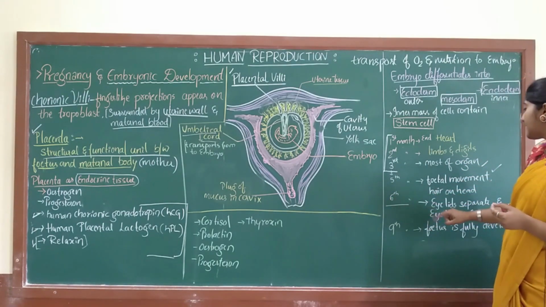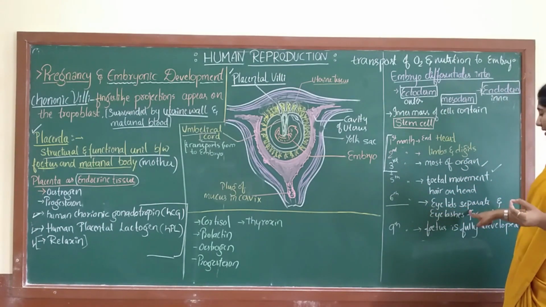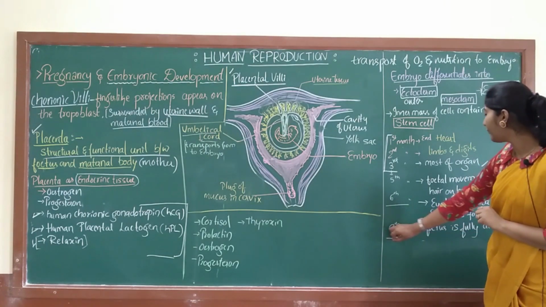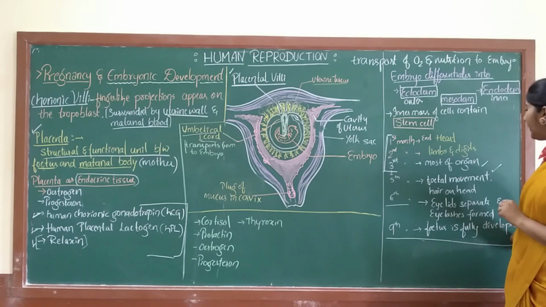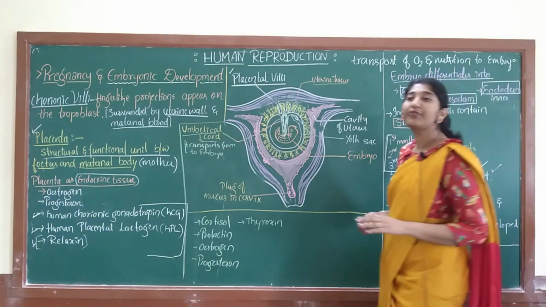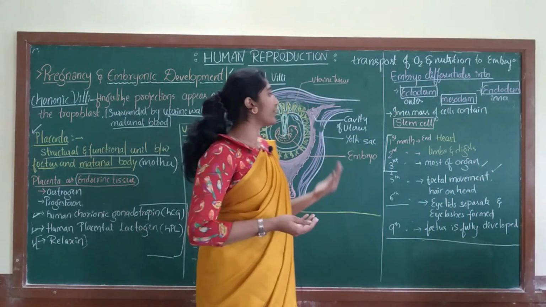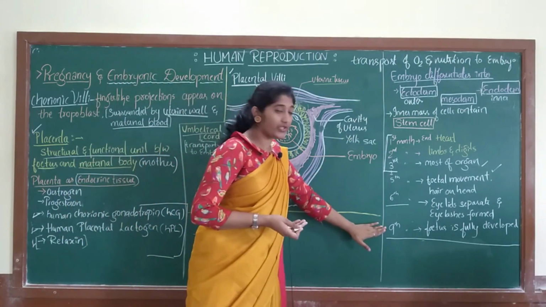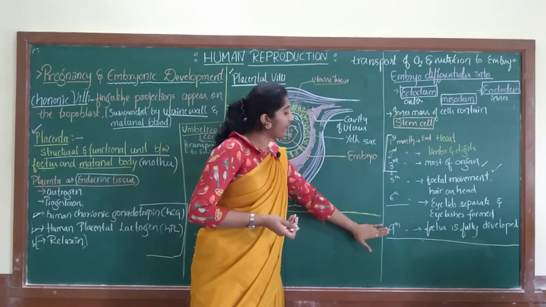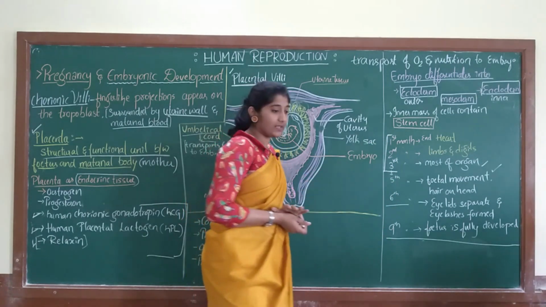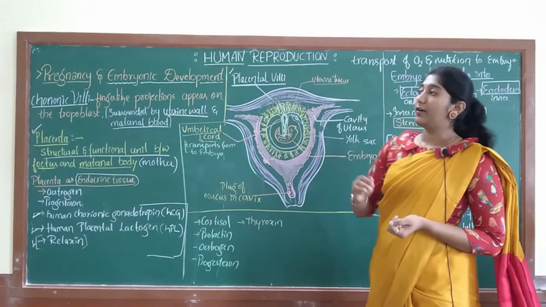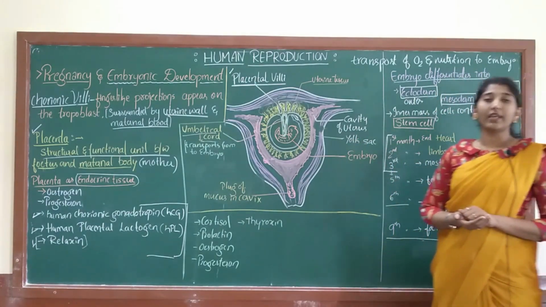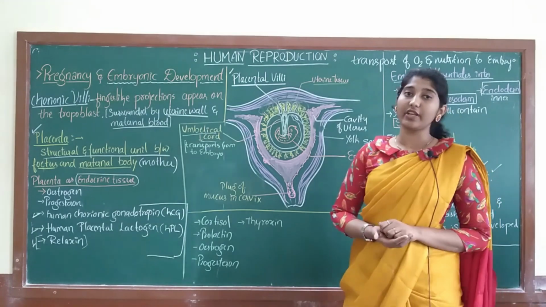In the 6th month, the eyelid separates and the eyelashes are formed, and at the end of the 9th month, the fetus is fully developed. By the 9th month, the fetus is fully developed and ready for delivery. After the gestation period, that is after 9 months, the parturition takes place. Parturition means the fully developed fetus is delivered. Thank you. In the next class, we will study parturition.